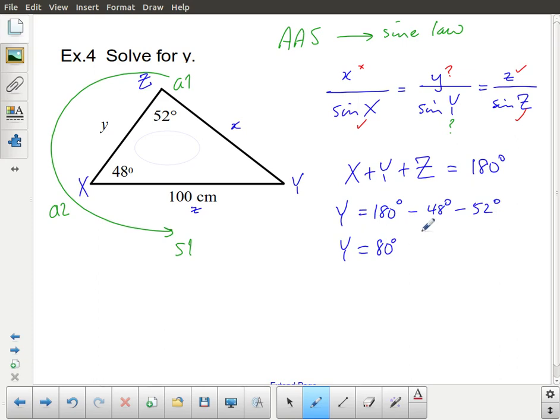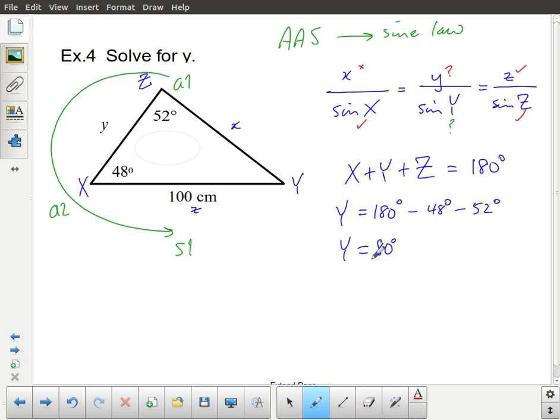80 degrees. As you can see, this diagram is not even remotely drawn to scale, because this angle looks like it's probably the smallest in the triangle, but that's not realistic at all. You don't trust the diagrams to give you a very good representation of the actual situation.